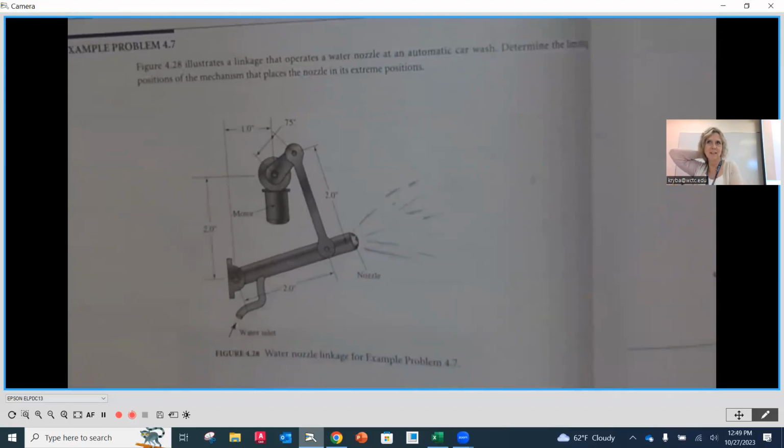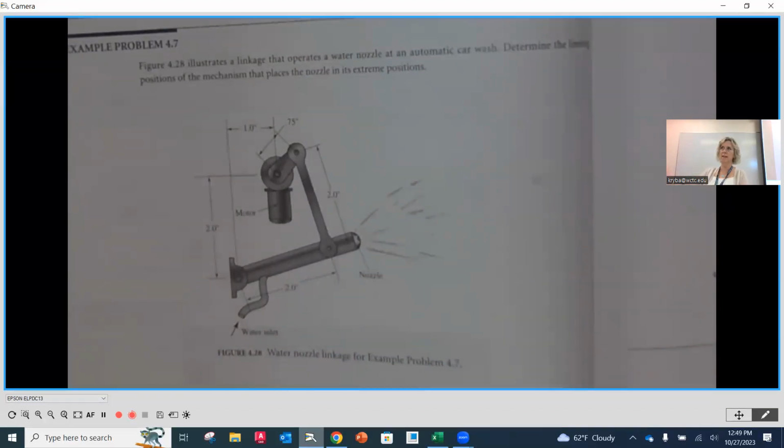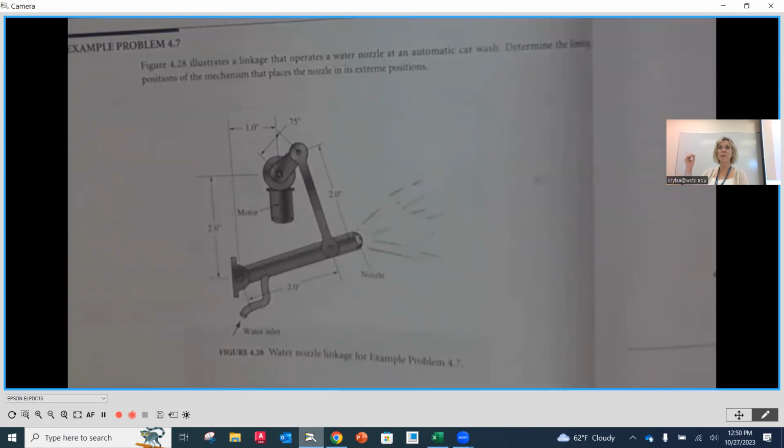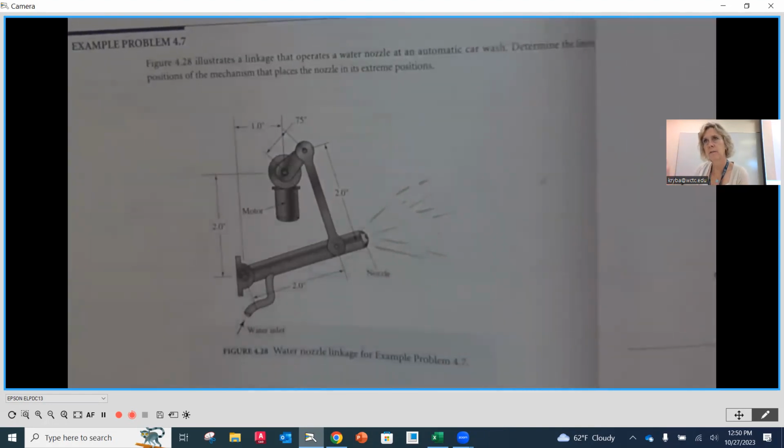Now, what is this called when we want to know that difference between the high and the low? It's not stroke, do you remember the term? It starts with a T. It's the throw, exactly. So we want to know what is the throw of that nozzle so that we can see if that angle is going to be appropriate for the vehicles that are going to go through there, okay?